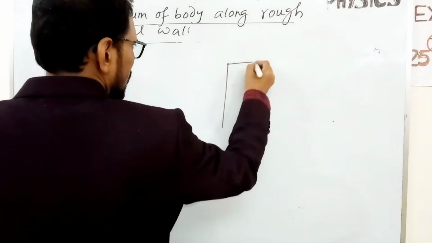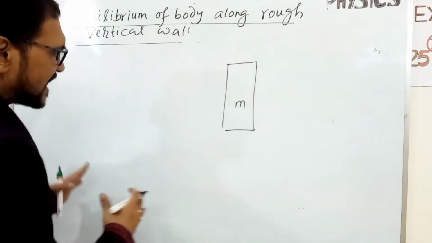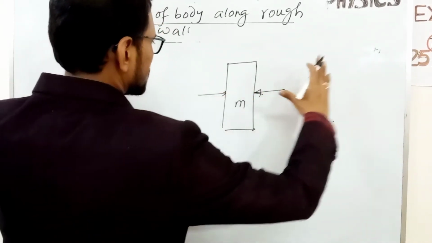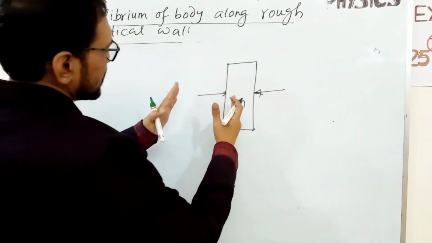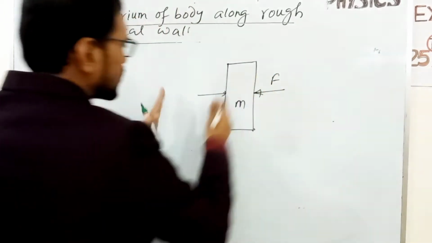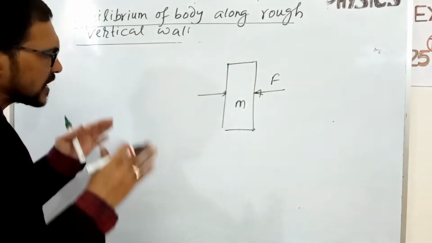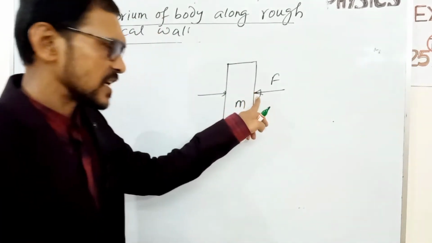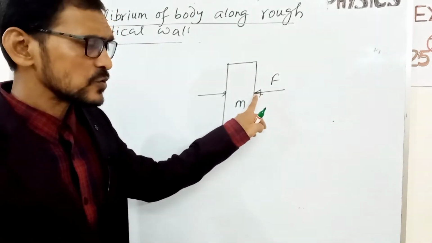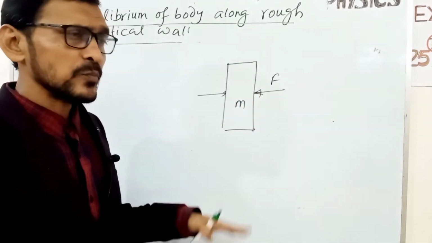A block of mass m is held by applying two forces by two hands. Suppose by two hands we hold a heavy block of mass m. What is the force required to hold the body? If friction is present, then we can hold the body. But if friction is not present, that is, for a super smooth surface, then we cannot hold the body however much force we apply.